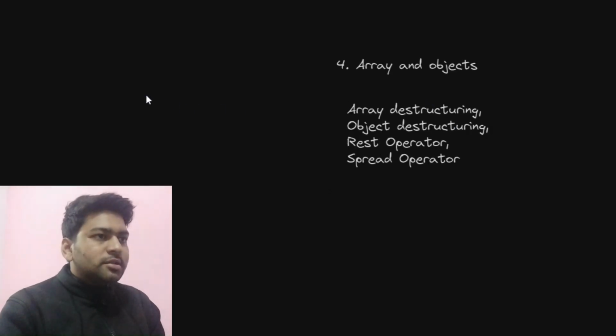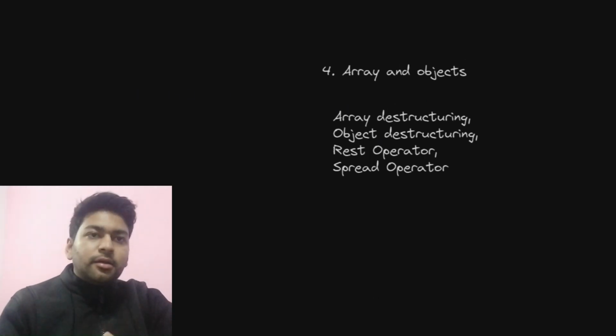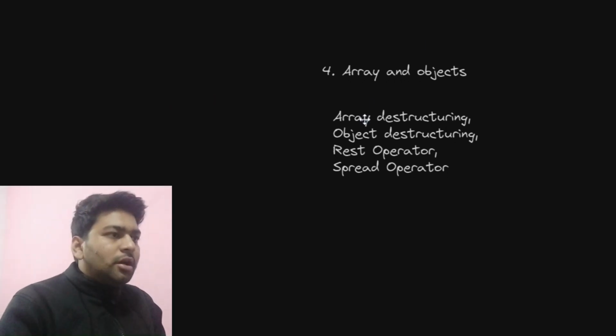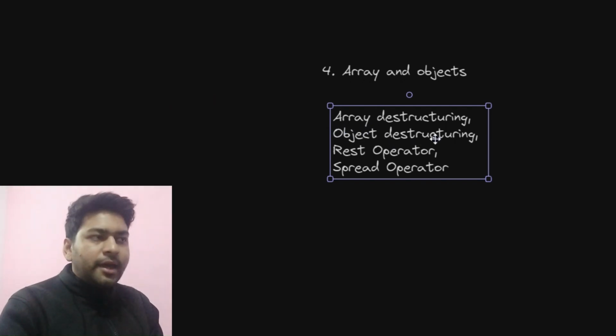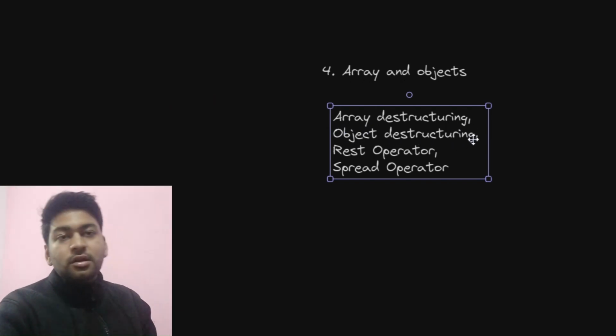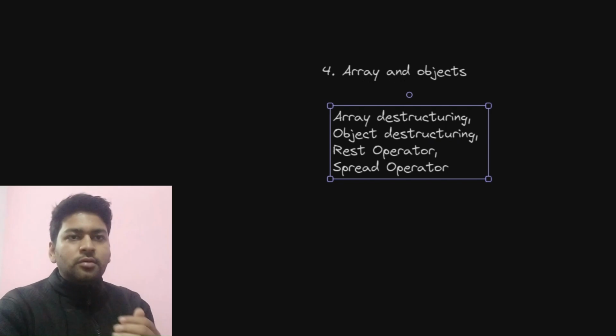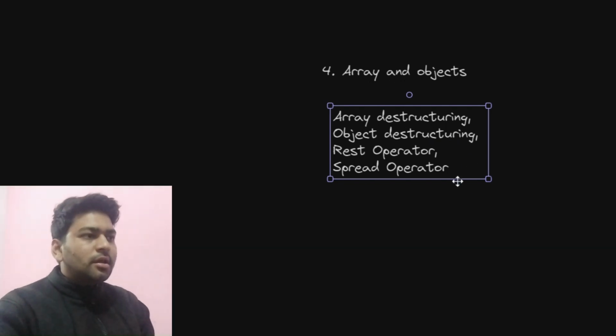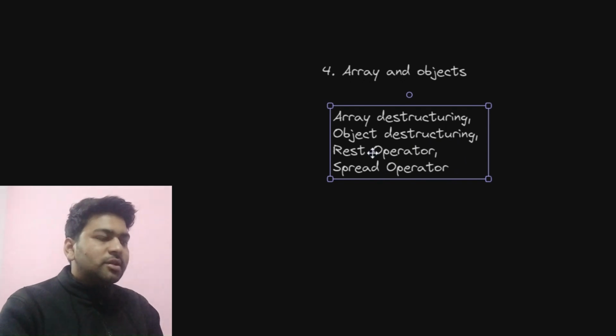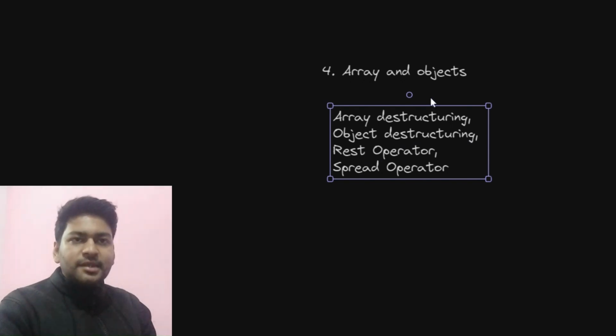Arrays and objects. You should know what arrays and objects are. Arrays are ordered lists, and objects are in the form of key and value pairs. You should know concepts like array destructuring and object destructuring, how the array is destructured and how the objects are destructured. The third and fourth sub-parts are the rest operator and spread operator. You should know these topics that come under arrays and objects.